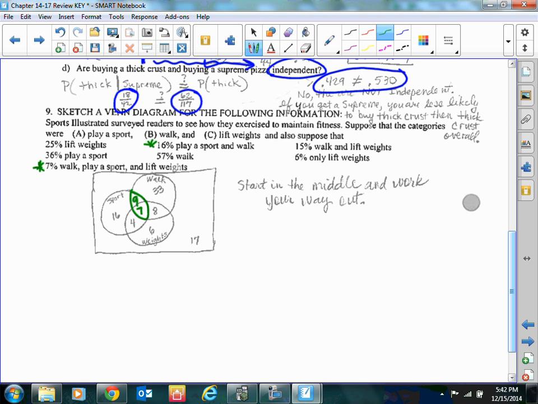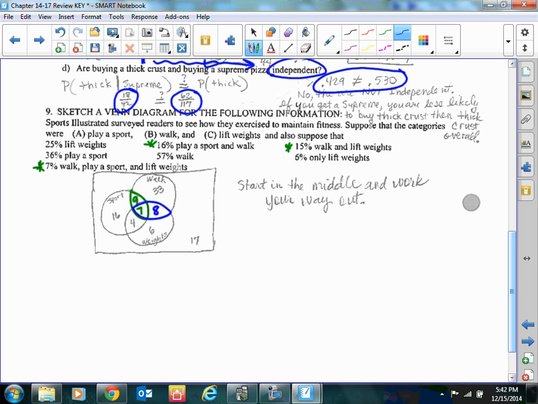Okay, then I'm going to do this one here. 15% walk and lift weights. So if I go to the walk and lift weights little football here, 7 is already accounted for. Therefore, the remaining 8% is what totals up to 15% that walk and lift weights.